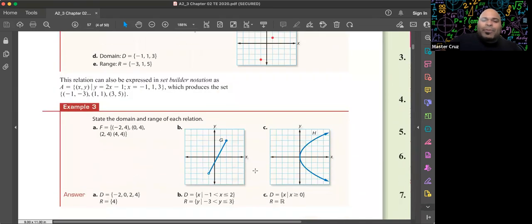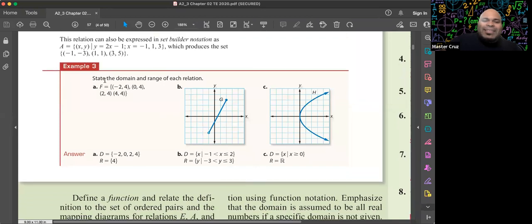All right, so example 3. State the domain and the range of each relation. So when I look at A, this relation F is (-2, 4) and (0, 4). What is the domain? Well, the domain is the possible x values. So in this case it is -2 and 0, right? So my domain is just right here, part A, -2 and 0. Oh, and these two points, I didn't see, (2, 4), so you add 2 and 4.